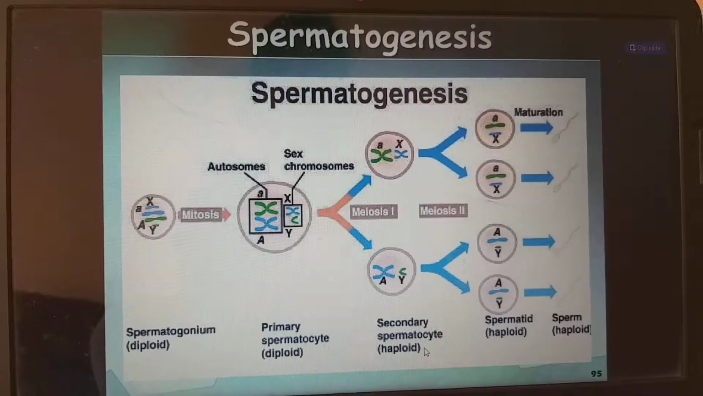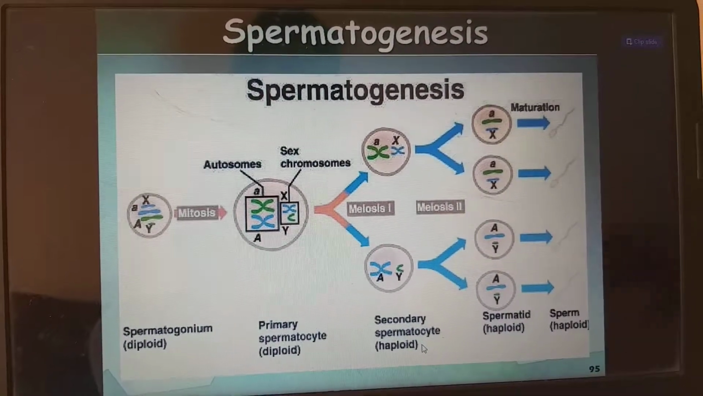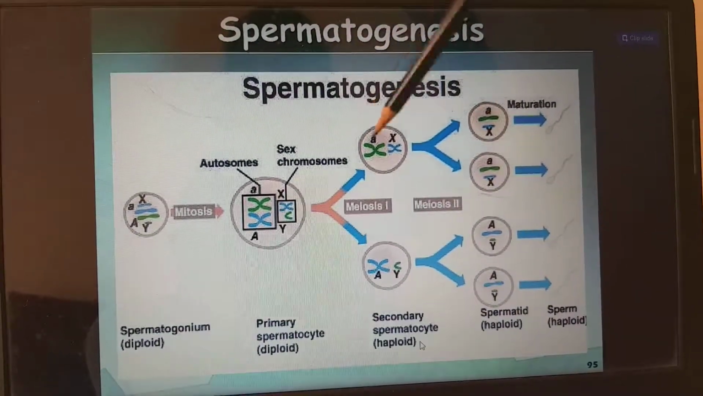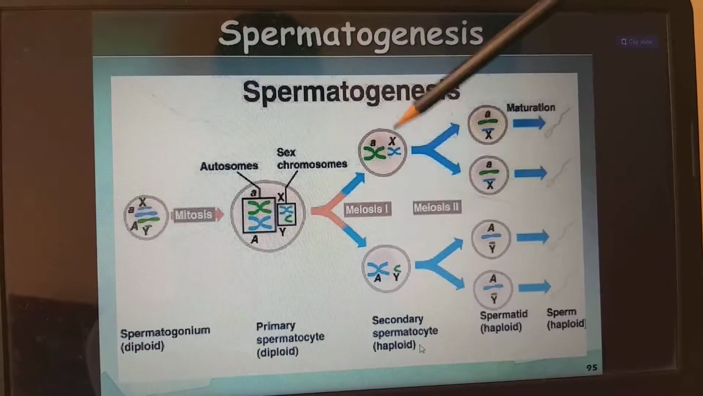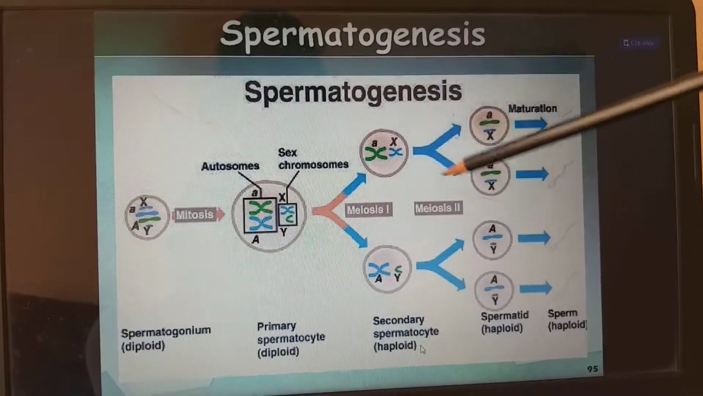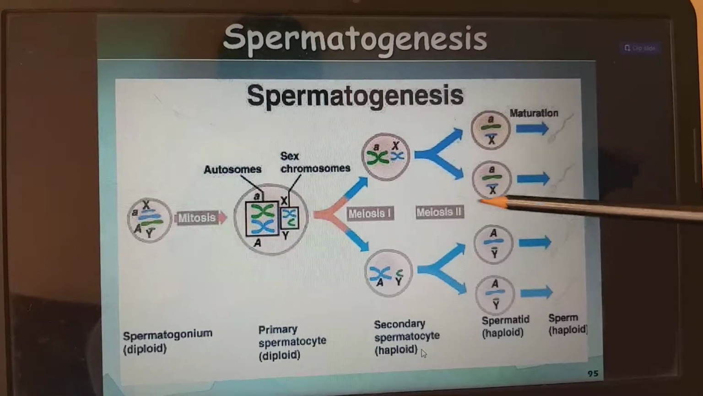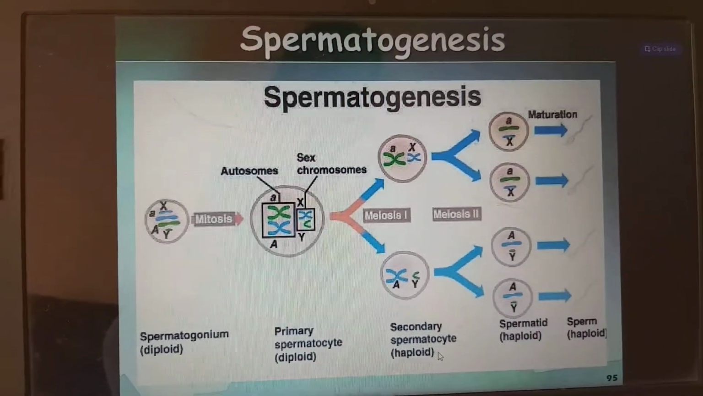So in spermatogenesis, the same thing. Autosomes, allosomes. In spermatogenesis 50% of the sperms will have the X chromosome and 50% of the sperms will have the Y chromosome.